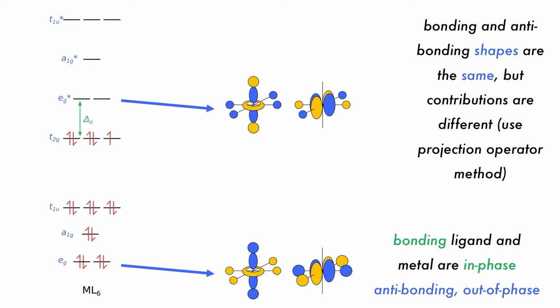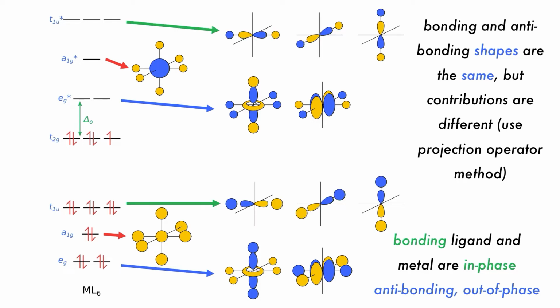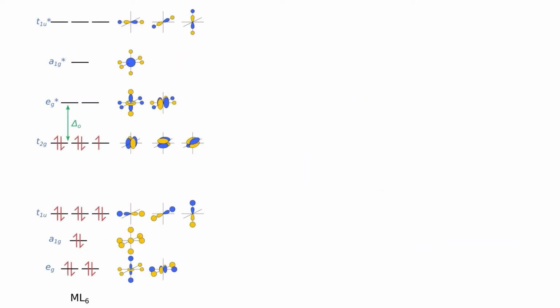In the case of the bonding, the ligands are in phase with the metal, and for the antibonding, they are out of phase. For the A1g sigma, the contributions are symmetric and in phase, with the bonding orbital localized on the ligands, and for the antibonding, they are out of phase and the antibonding orbital is located on the metal. The same process can be done for the sigma and sigma star T1u set, and finally the T2g set has no sigma pair and is non-bonding in this case.